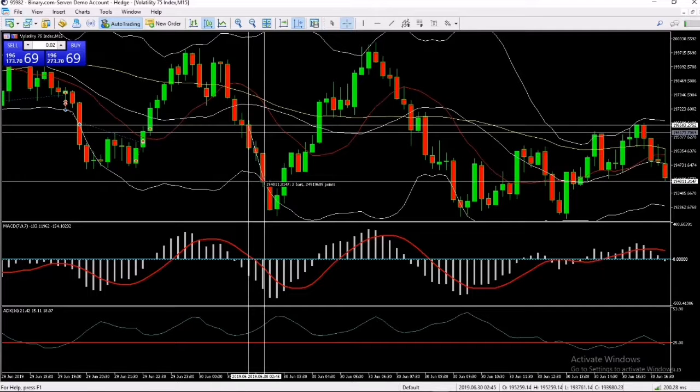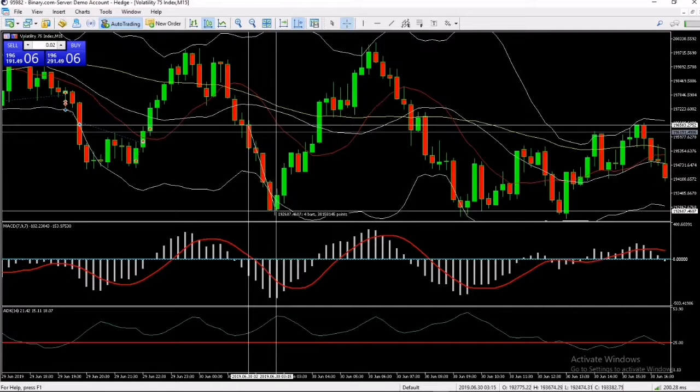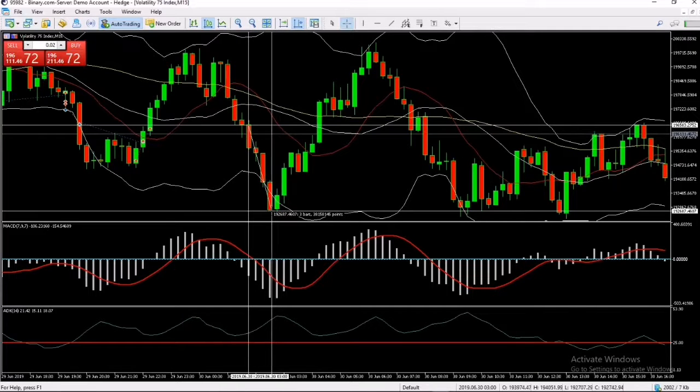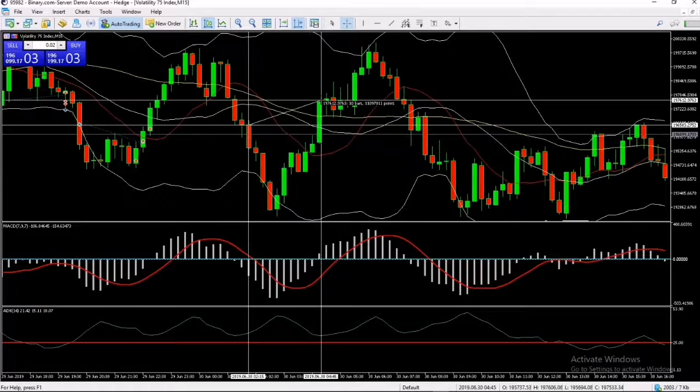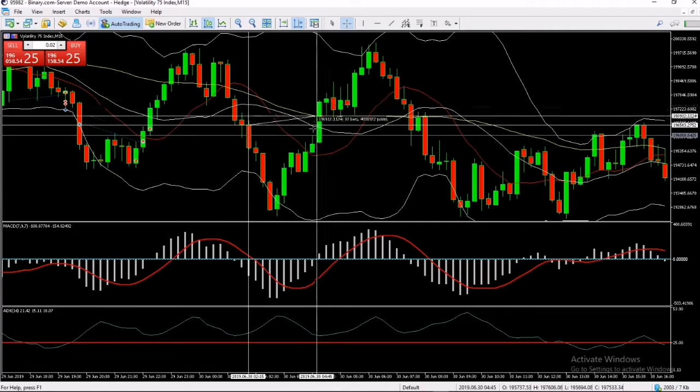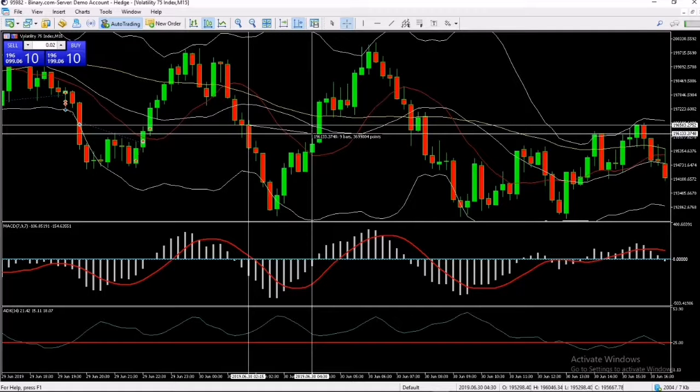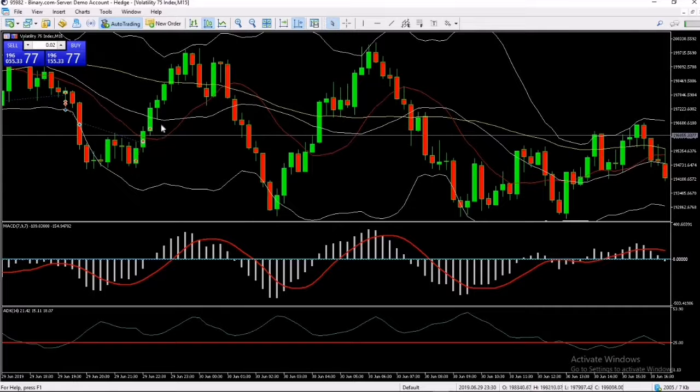So you could have closed it here or here, because immediately it touched the lower Bollinger Band, it started reversing, and you can see. So in short, this particular type of market is so rare that you would have cashed out here, you would have cashed out here, and you still cash out here.